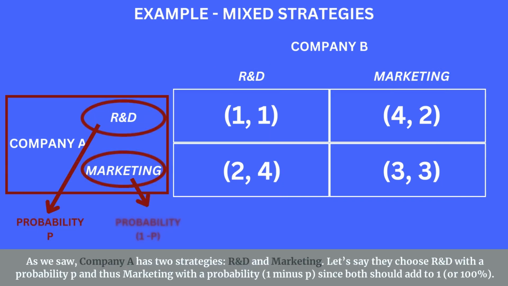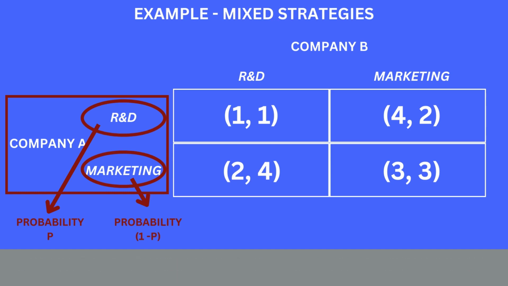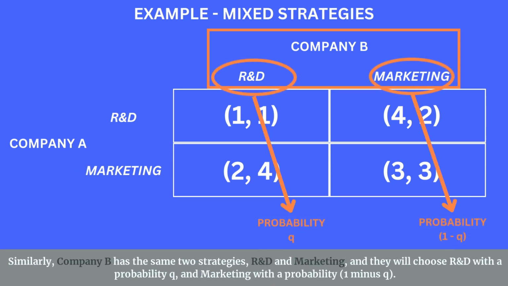As we saw, Company A has two strategies, R&D and marketing. Let's say they choose R&D with a probability P and thus marketing with a probability 1 minus P, since both should add to 1, or 100%. Similarly, Company B has the same two strategies, R&D and marketing, and they will choose R&D with a probability Q, and marketing with a probability 1 minus Q.